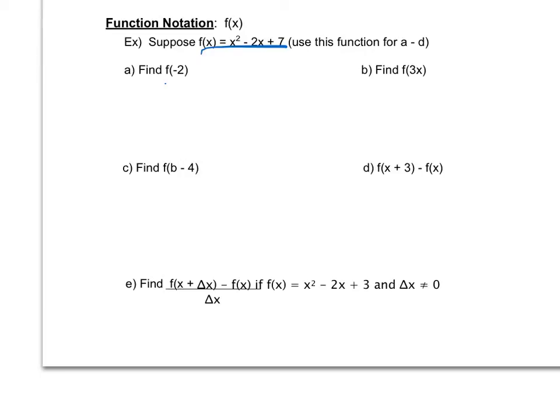So right away I hit an x squared. So x squared becomes negative 2 squared. Minus 2 drops down. Now I hit an x. X becomes negative 2. I drop the plus 7 down. From here I just simplify.